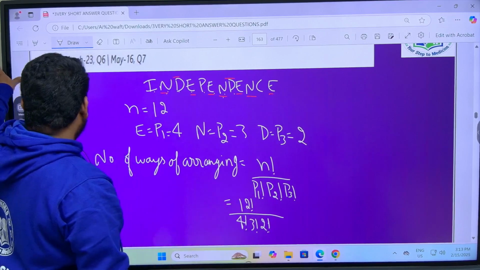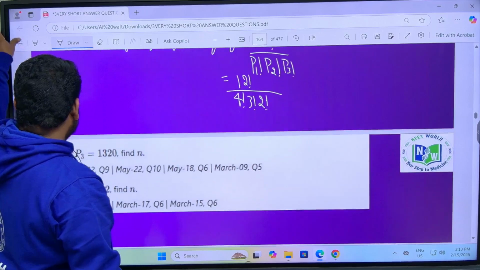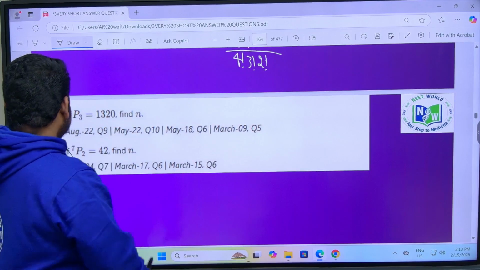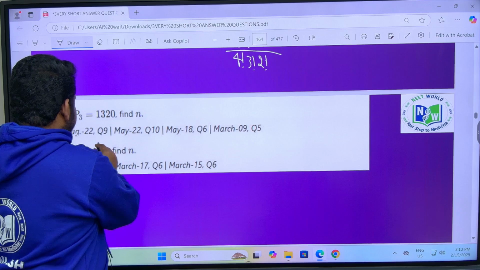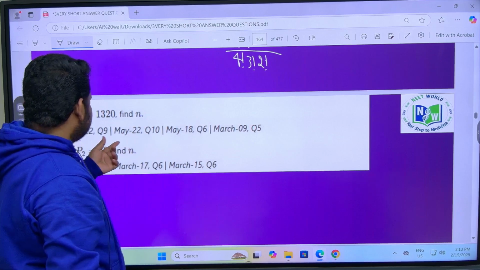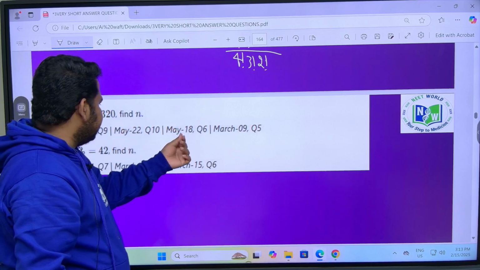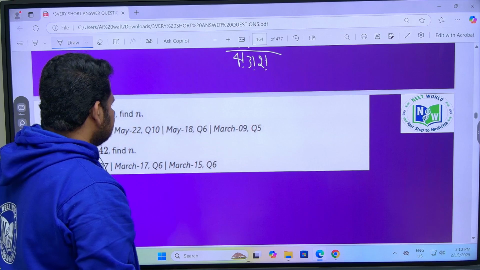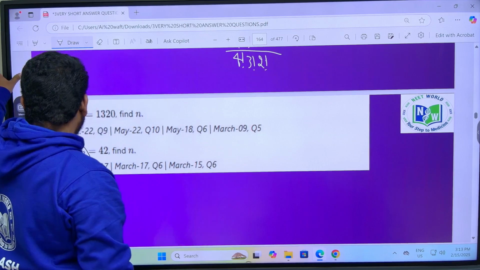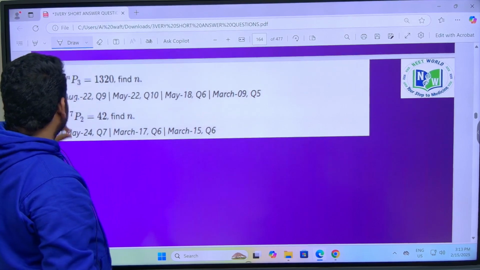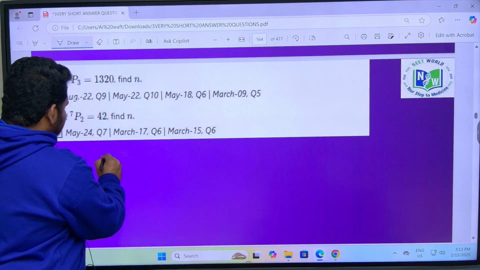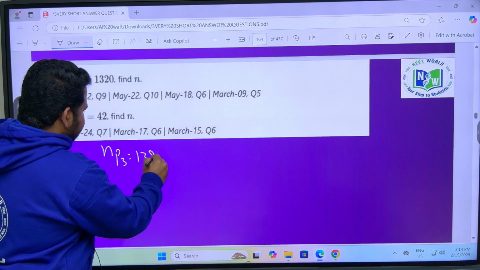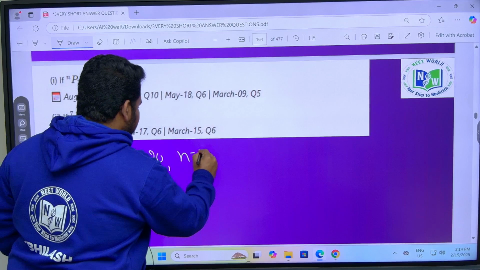Let us move to the next question. I hope it is clear. They have given, if NP3 is equal to 1320, find n. See, this question has been asked in 2022, twice they have asked, 2018 and March 29, I think 2009. There are 2 questions here. First one is NP3 is equal to 1320. We have to find n.